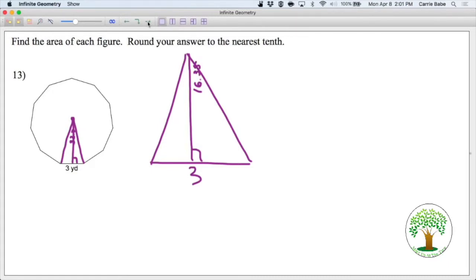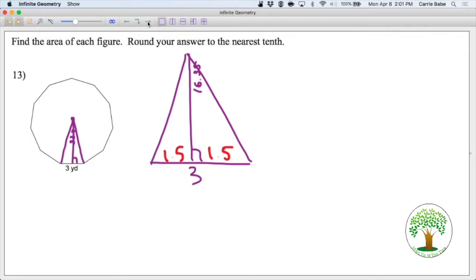This is rounding, but right now we want to keep as many digits as we can until the end. It's exact. So I know this whole side is 3, which means that this little piece is 1.5 and that's 1.5. Are you with me so far?